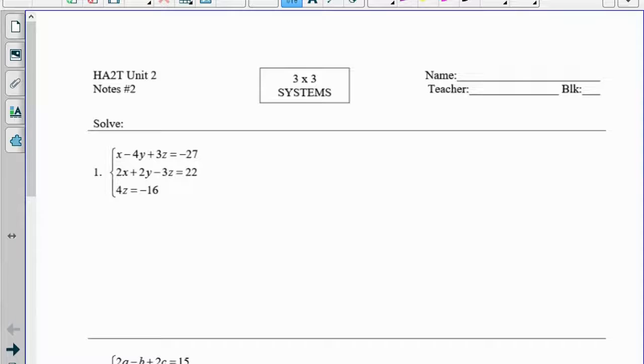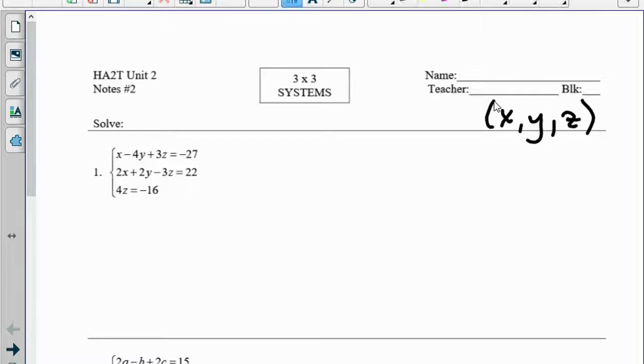These notes are on solving 3x3 systems by hand. So our answers will be in the form of ordered pairs, x, comma, y, comma, z. Let's look at the first one.